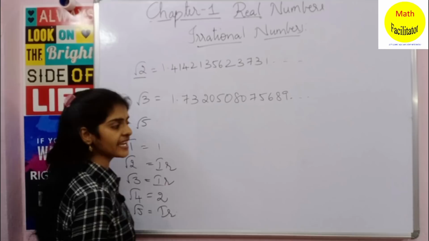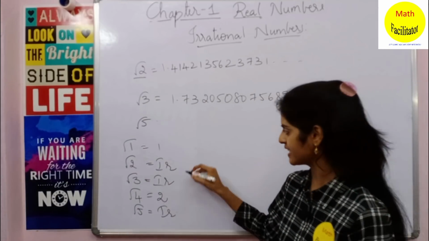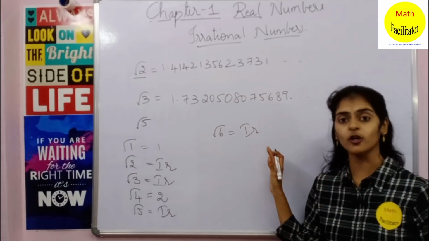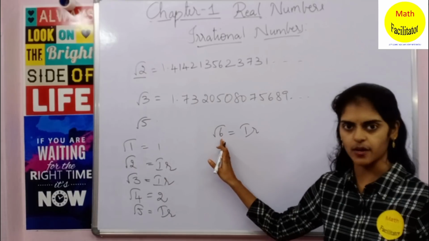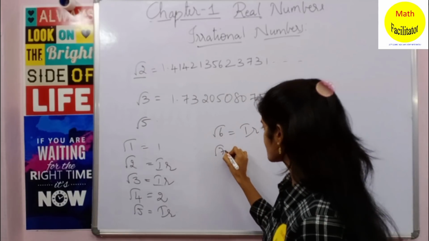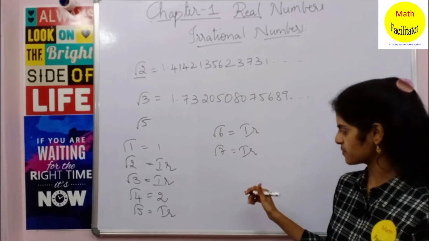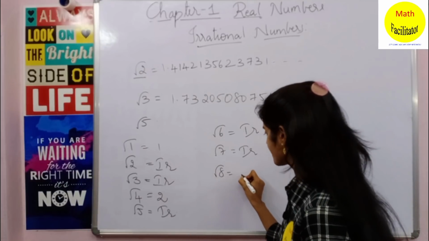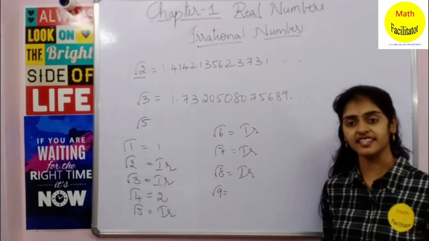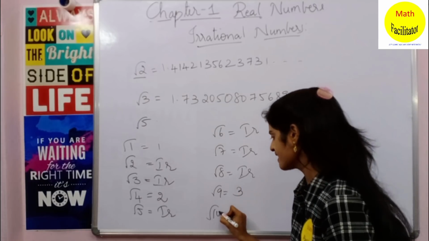You don't get a terminating decimal or a recurring decimal here. And again root 6 is also irrational because 6 is not a perfect square number. You cannot get a recurring decimal here. Again root 7 is also irrational because here also you cannot get a recurring decimal. And root 8 is also irrational. Root 9, now what is root 9? Root 9 is nothing but 3. Root 10 is again irrational.